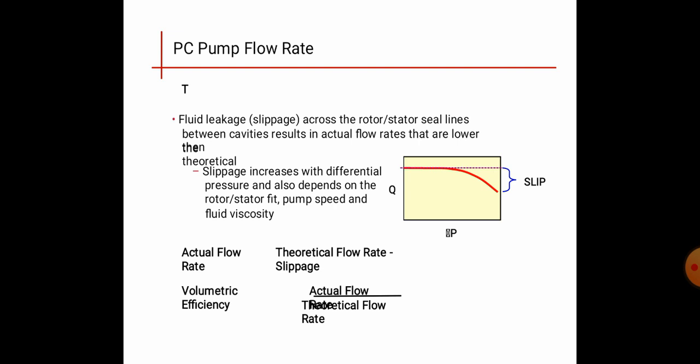The progressive cavity pump flow rate. The fluid leakage across the rotor and stator seal lines between the cavities results in actual flow rates that are lower than the theoretical flow rate. The volumetric efficiency of the progressive cavity pump is given by the ratio of actual flow rate to the theoretical flow rate.